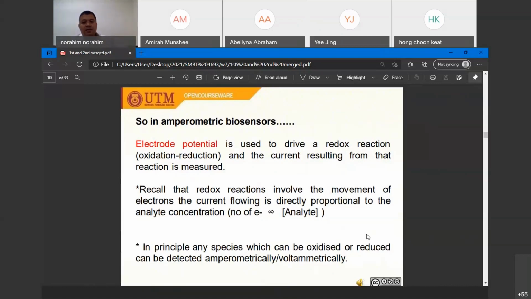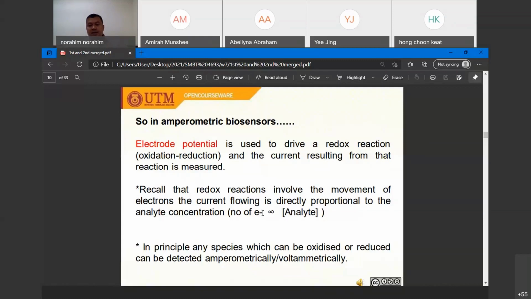Remember that redox reactions involve the movement of electrons. The current flowing is directly proportional to the analyte concentration. Remember, current is defined as the number of electrons flowing in 1 second. The more current flowing, the more analyte that you are detecting. So in principle, any species that can be oxidized or reduced can be detected amperometrically or voltammetrically.